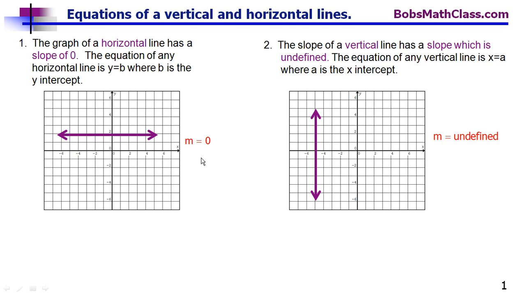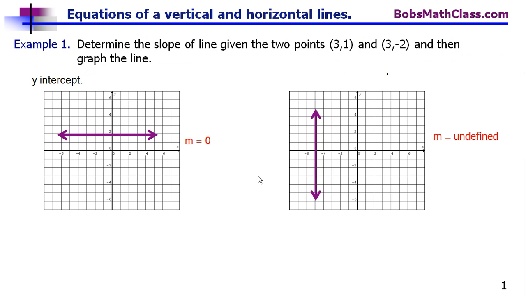Okay, so just to make sure we remember this, because this will be useful in other equations a little bit later. The slope of a horizontal line is 0. The slope of a vertical line is undefined. Probably saying why? Why is the slope of a vertical line undefined, and why is the slope of a horizontal line 0? Let's look at some examples and see why.